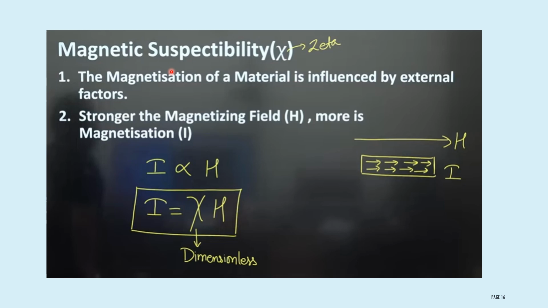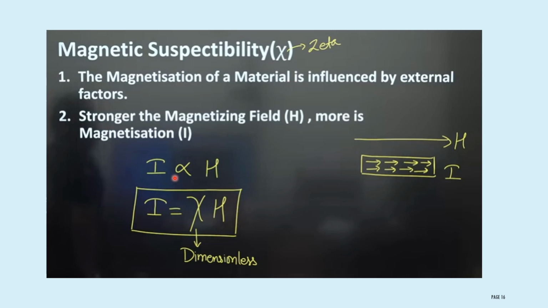Magnetic susceptibility zeta. First, the magnetization of a material is influenced by external factors. Second point, the stronger the magnetizing field H, the more the magnetization. If you apply a strong magnetic field, then the magnetic dipoles inside the iron core will get aligned in the proper direction. The alignment will be more if you apply a stronger magnetic field. Therefore I is directly proportional to H.